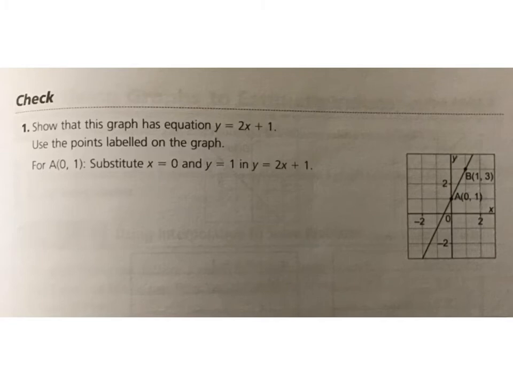Okay, so it says show that this graph has the equation y equals 2x plus 1. So this time they just want us to see, does this actually match up? They want us to use 2 points. The first point is point A, and the second point is point B. So basically we're taking y equals 2x plus 1. In the x spot we're putting a 0, in the y spot we're putting a 1. So I get 1 equals 2 times 0. When we're substituting in up against another number, we have to use brackets to show multiplying, plus 1. So 2 times 0 plus 1.